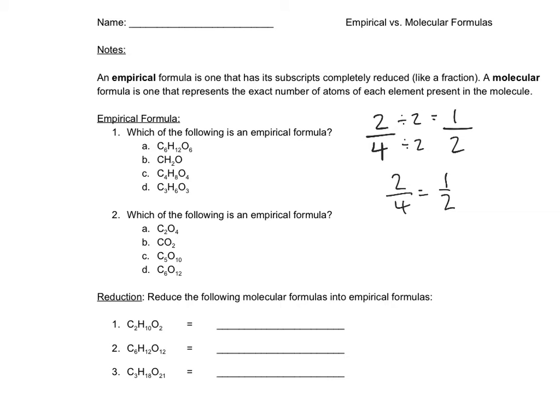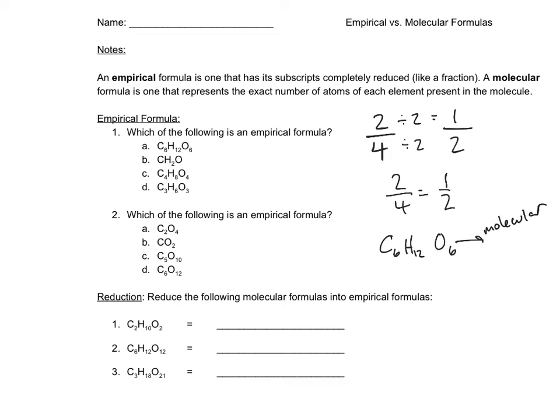An empirical formula is the most reduced form, and the molecular form is the one that represents the actual number of atoms of each element present in the molecule. So for example, we know that glucose is C6H12O6. Well, all of those numbers are divisible by 6. So this is the actual molecular formula for glucose. If you look at a glucose molecule, it's got 6 carbons, 12 hydrogens, and 6 oxygens.